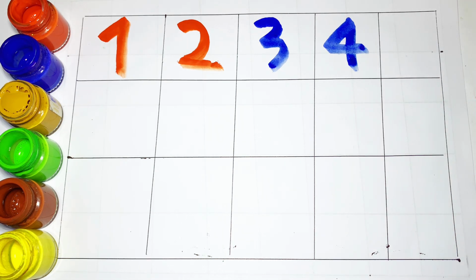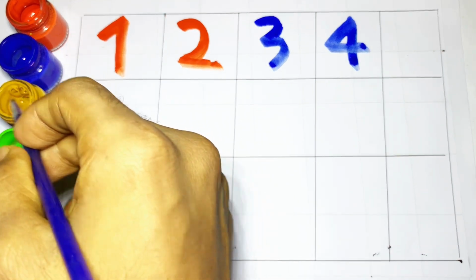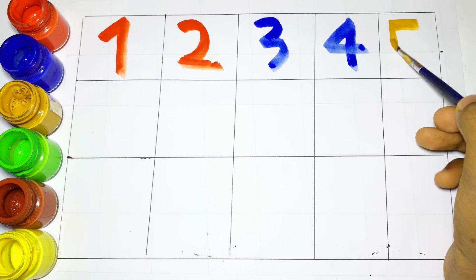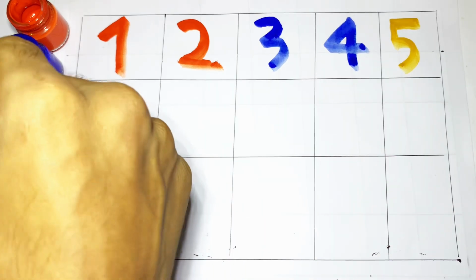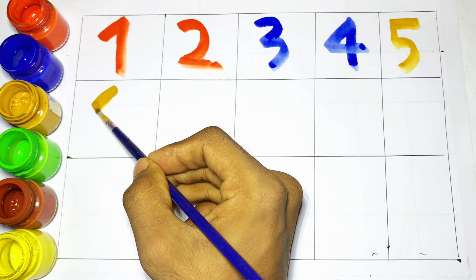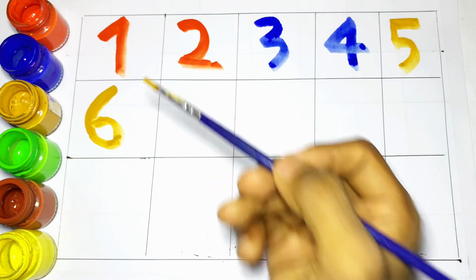Kids, now draw 5. The number 5, and use yellow ochre color. The number 5. Kids, again use yellow ochre color and draw 6. The number 6. S, I, X, 6.